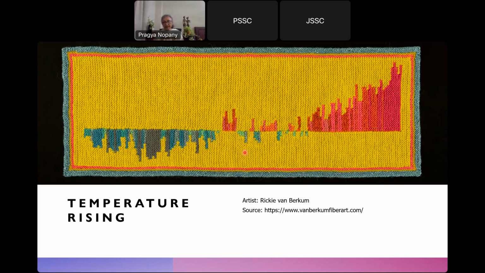and again integers in terms of positive changes in temperature and negative changes in temperature. That idea of integer has been depicted through embroidery here.